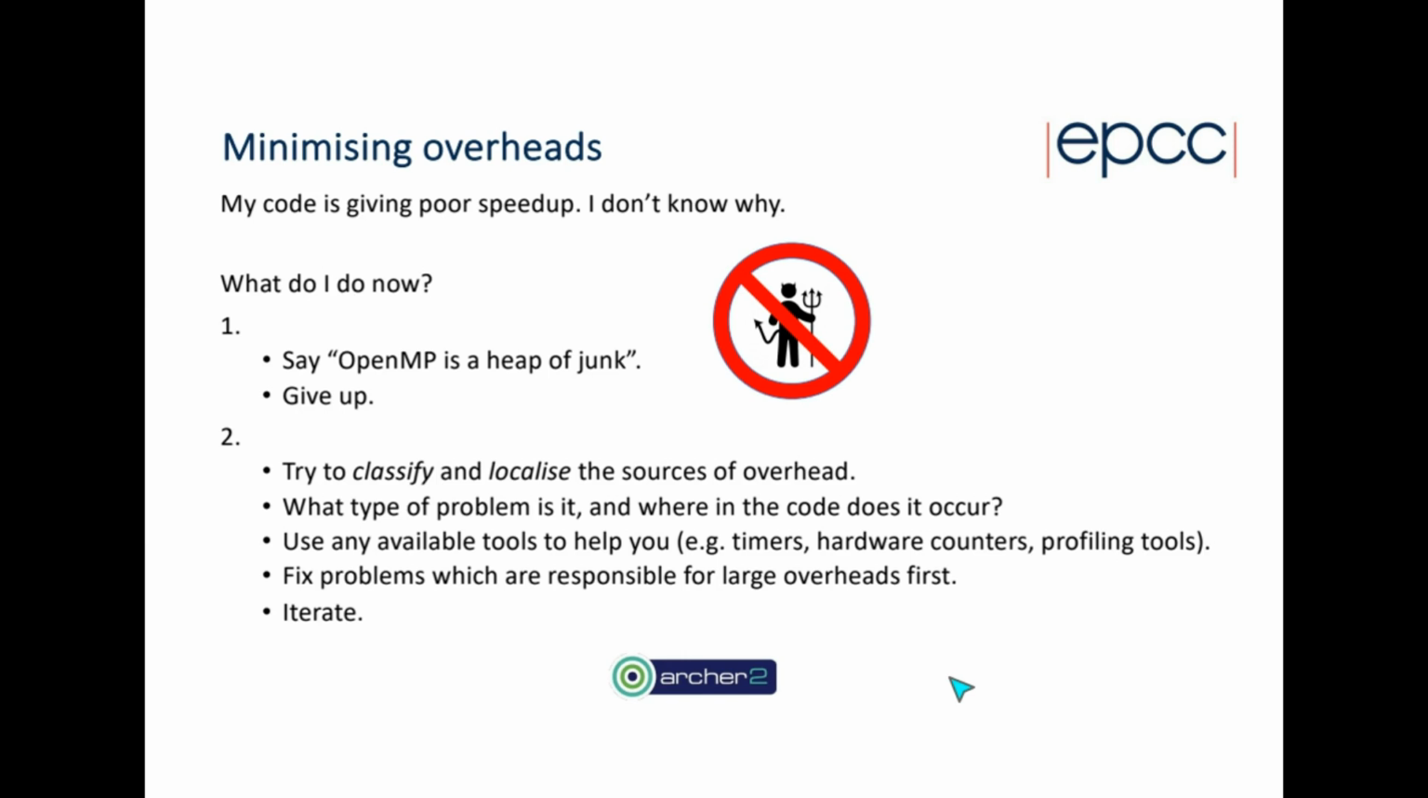So use tools by all means. Timers, hardware counters, maybe profiling tools can be helpful. And obviously, if you can quantify the overheads, then that's also helpful because you really want to fix the problems which are responsible for the big overheads first. And then once you fix one problem, measure again, iterate until either the performance is good or you can't figure out any better fixes, or at least you understand what's causing the problems, and you can reason that that's something that you can't easily fix.